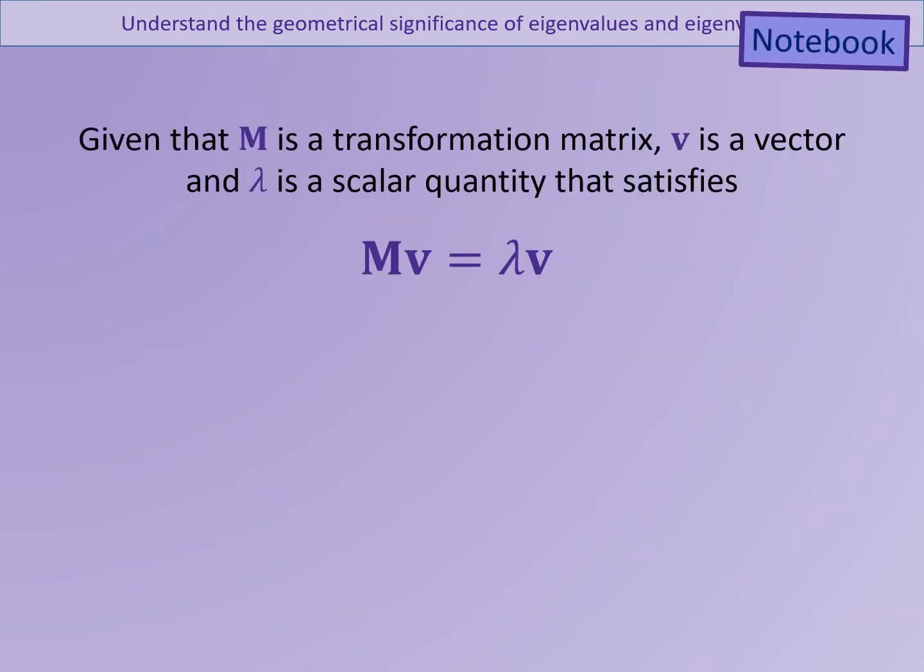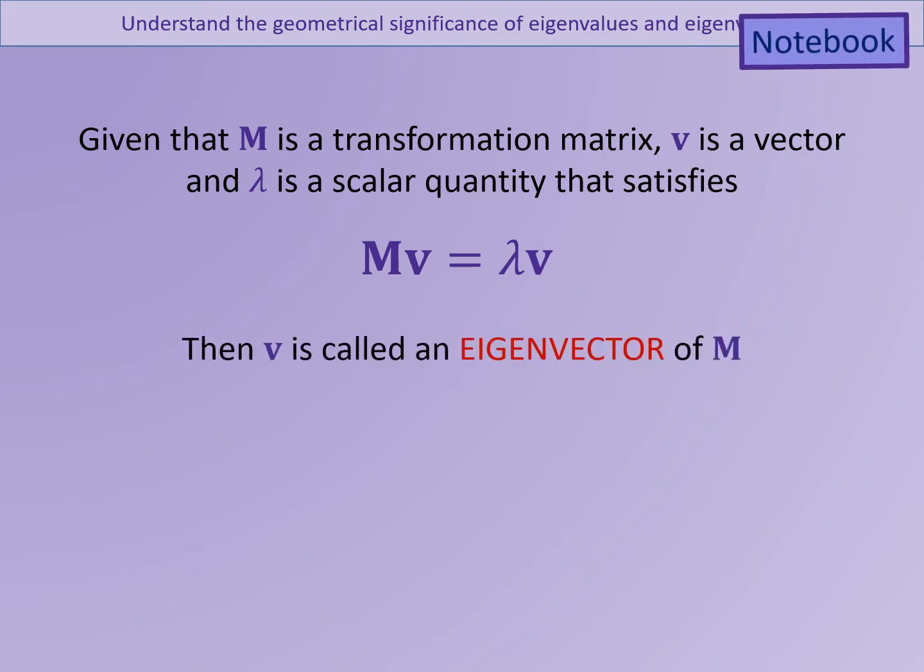Okay. So if you just grab your notebooks, what I'd like you to do is take these notes about eigenvectors and eigenvalues. Given that M is a transformation matrix, v is a general vector, and lambda is some scalar quantity, so that will just be a single number, then we can say that if we get a situation where we have Mv equals lambda v, then v is what we call an eigenvector of M.